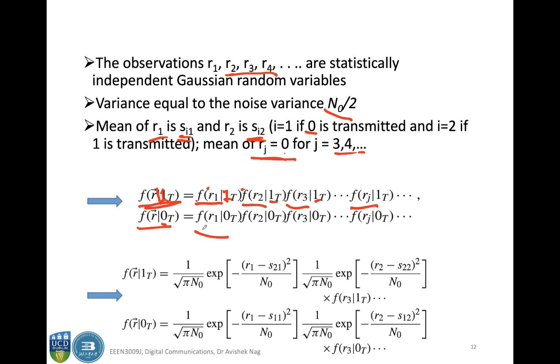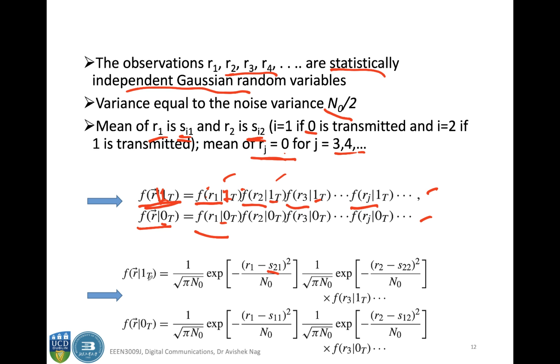And similarly for 0, it is there everywhere. And since R has all these components which are statistically independent Gaussian variables, the distribution can be written as a product of all these individual distributions. Okay. And out of these individual distributions, only R1 and R2 have means.